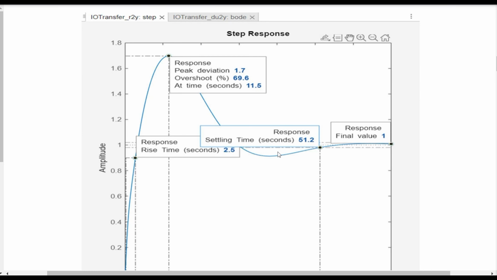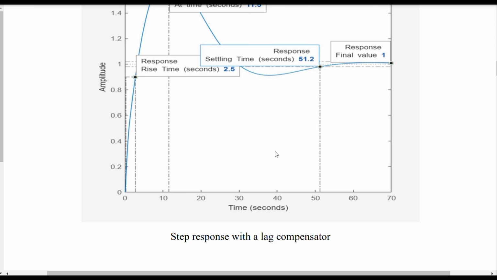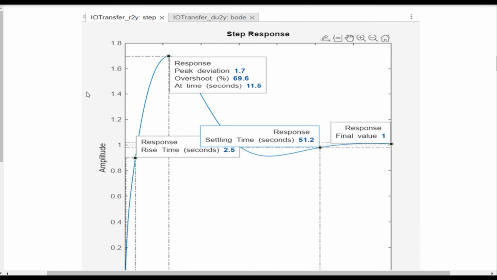Next we move to the step response after we apply the lag compensator. This is the value that we get. After the lag compensator, the rise time we get is 2.5, the settling time is 51.2, and the overshoot is 69.6.